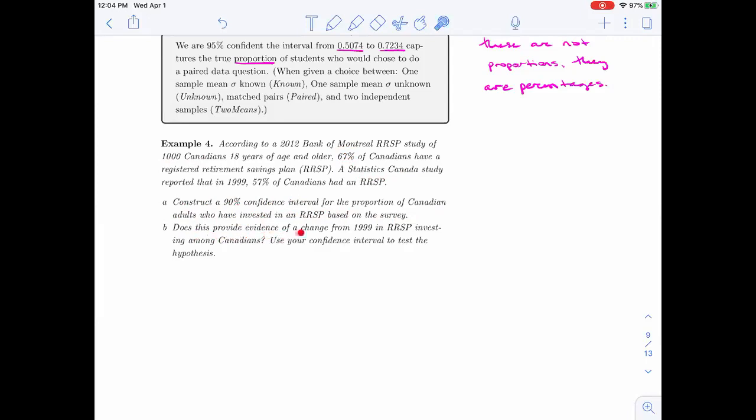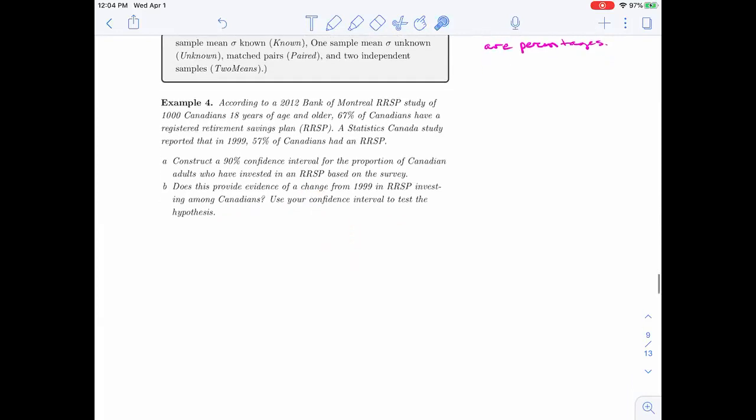Then, does this provide evidence of a change from 1999, right? A change from 0.57 in investing among Canadians. Because we're only interested in a change, our alternative hypothesis should be that it's not equal to 0.57, right? And then use your confidence interval to test the hypothesis. So again, let's leave that for a little bit and make sure that you check assumptions. Also check assumptions.